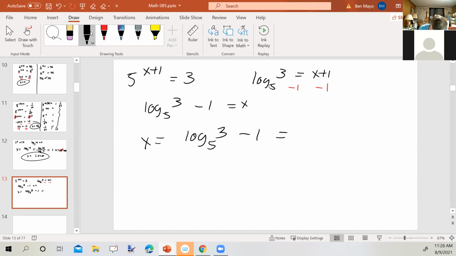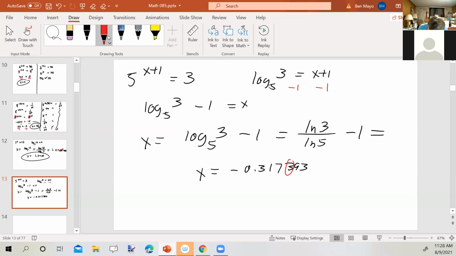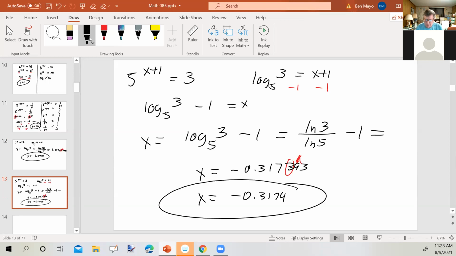So using the change of base formula, I'm going to use natural log this time. Natural log of 3 over natural log of 5, and then a whole separate term minus 1. Let's see what we get. Natural log of 3, close it up, divided by the natural log of 5, close it up, and then minus 1. And I get negative 0.31739, going out 4 places. The 9 is going to round up, so we're going to get negative 0.3174. And again, when I use the change of base formula, I can have the top and the bottom both natural log, or the top and the bottom both common log. Any questions about this?